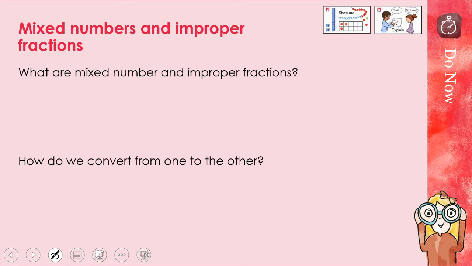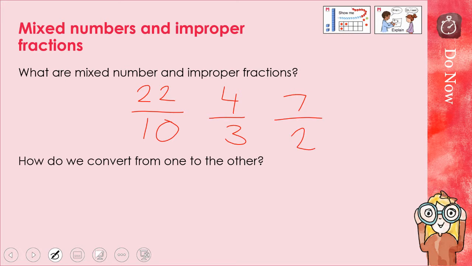Improper fractions are just fractions which look like this. It's any fraction where the numerator is greater than the denominator. These are also fractions that are greater than 1. Let's take for example 7 halves.